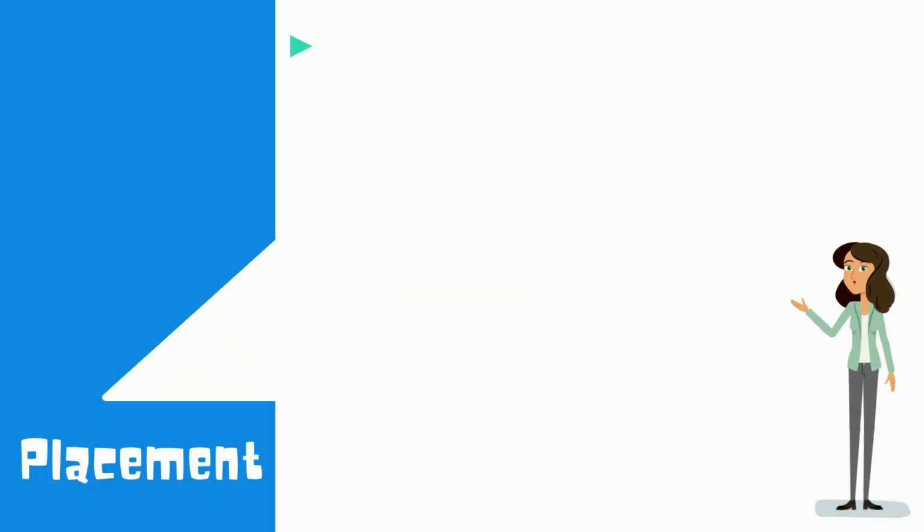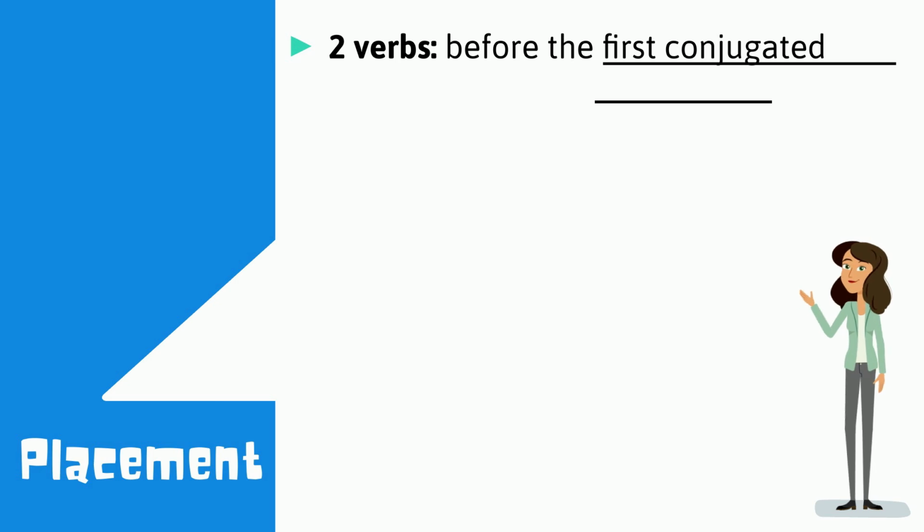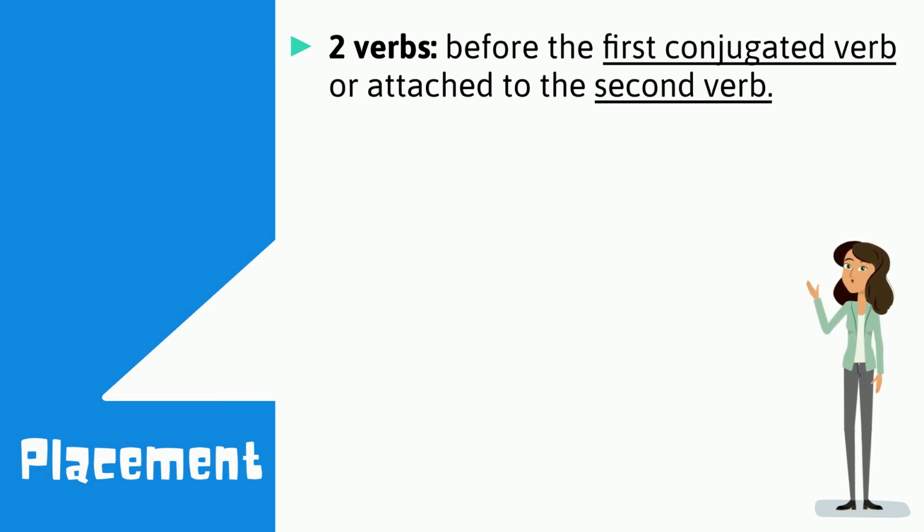However, if there are two consecutive verbs, you can place the reflexive pronoun before the first conjugated verb or attach it to the second verb. The second verb will always be a gerund, ando, yendo endings, or an infinitive, AR, ER, IR endings. Examples.